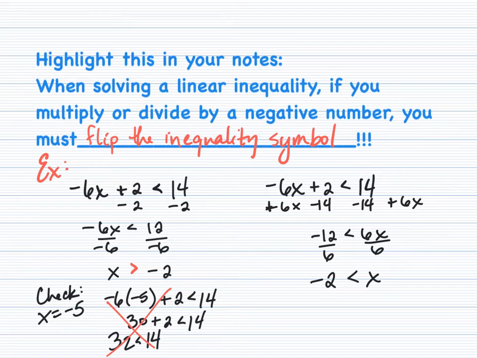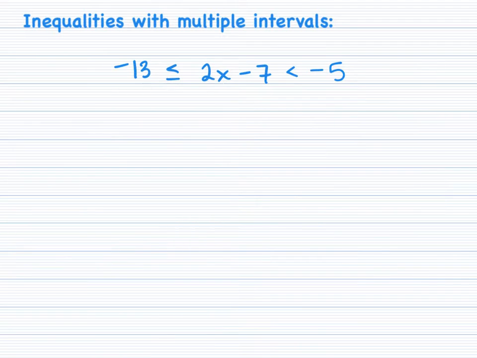So these two are equivalent statements, and either one is fine. It's just with the second one, I did not have to remember to flip my sign. The first one, I need to remember to flip the sign. And if you check every time, you should catch it, but it's definitely a struggle to make sure that gets taken care of. We also have inequalities with multiple intervals.